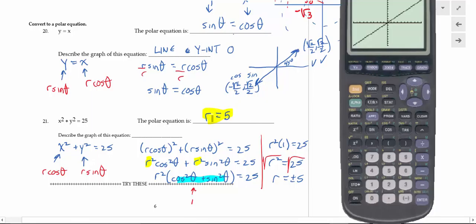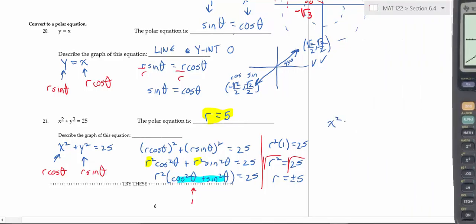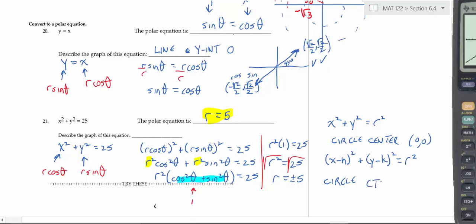See if you remember what this is from college algebra: circles. If you have x squared plus y squared equals r squared, that's a circle with a center of 0,0. You could also have x minus h squared plus y minus k squared equals r squared. That's a circle that has a center at h,k. You may remember that from college algebra.